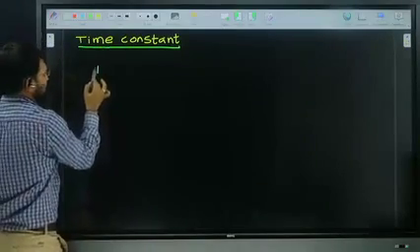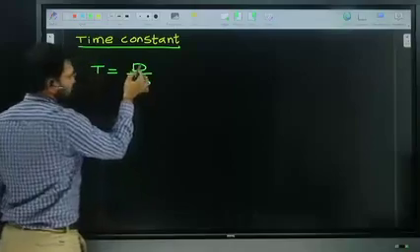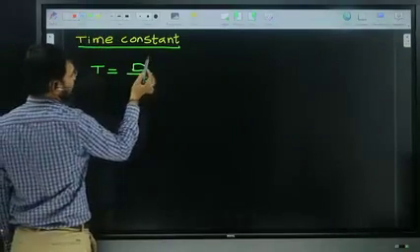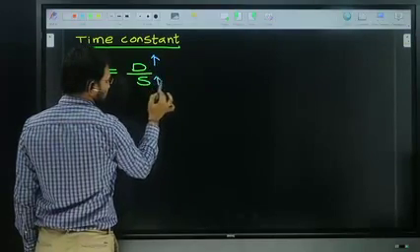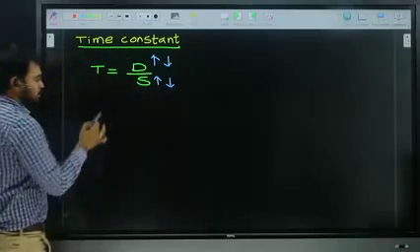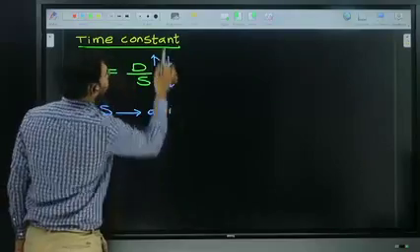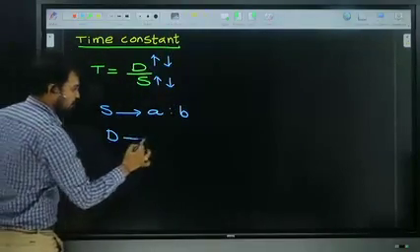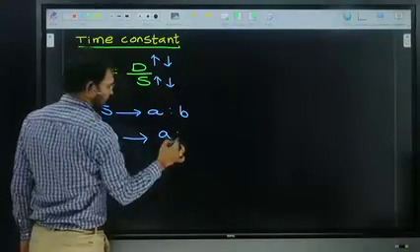Generally, time is equal to what? Distance by speed. If the variables are in the numerator as well as the denominator, those variables are always directly proportional to each other. If the distance is more, the speed is also more. If the speed is less, the distance covered will also be less. So for example, if speeds are in the ratio A is to B, therefore distances are in the ratio A is to B only. Directly proportional.